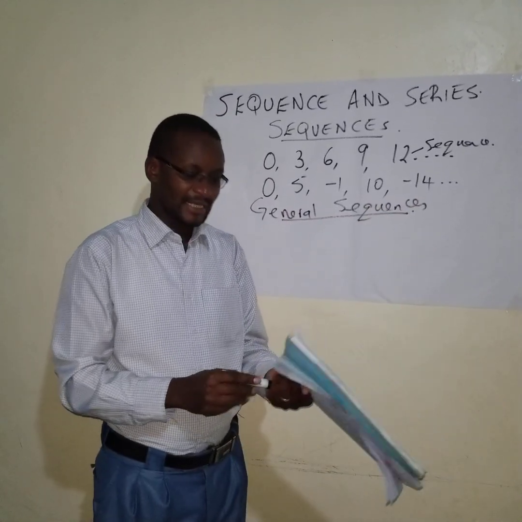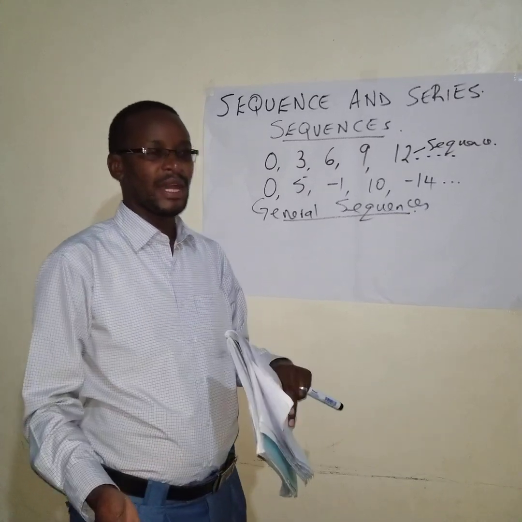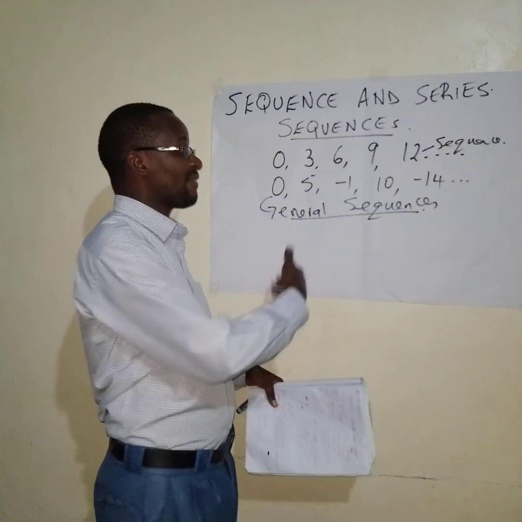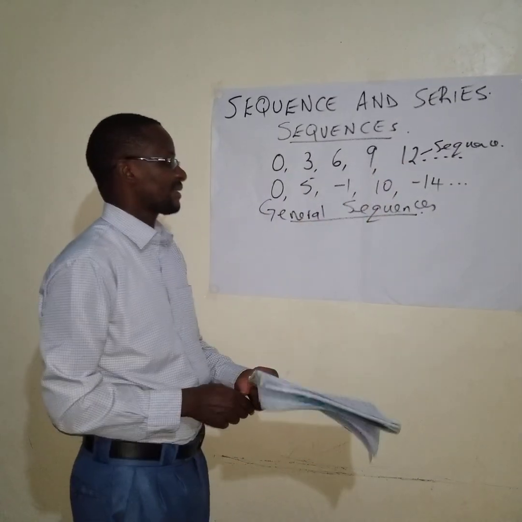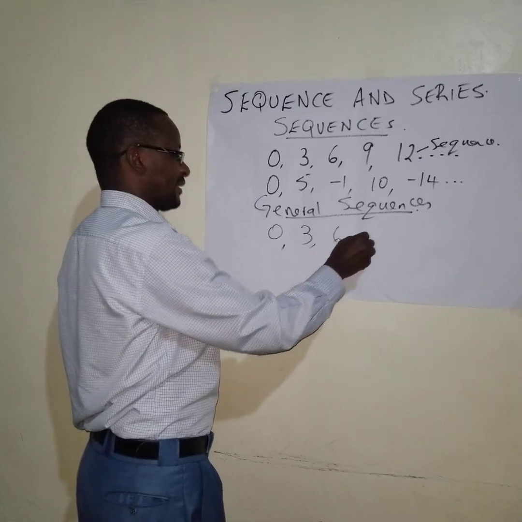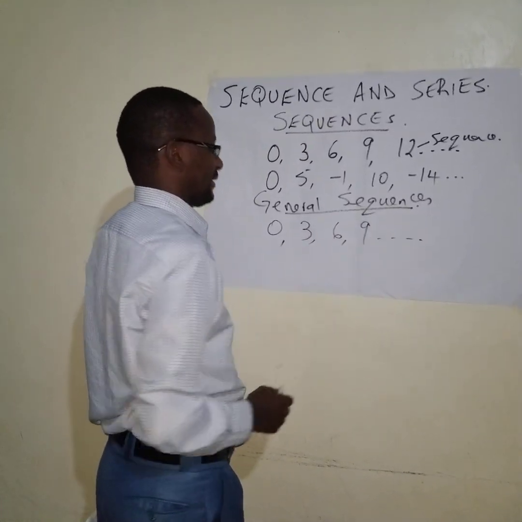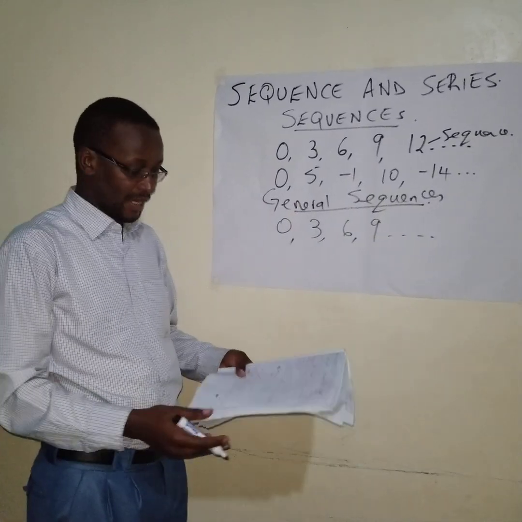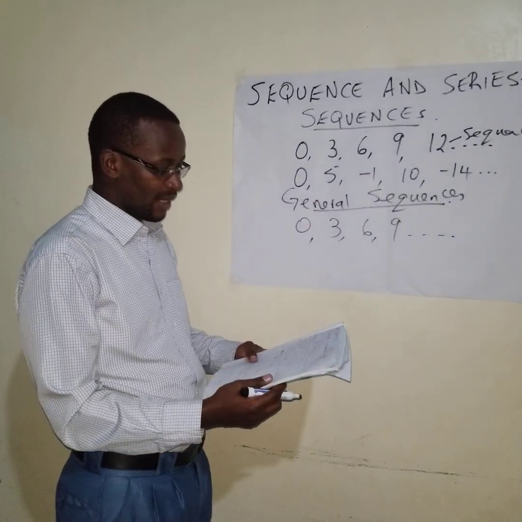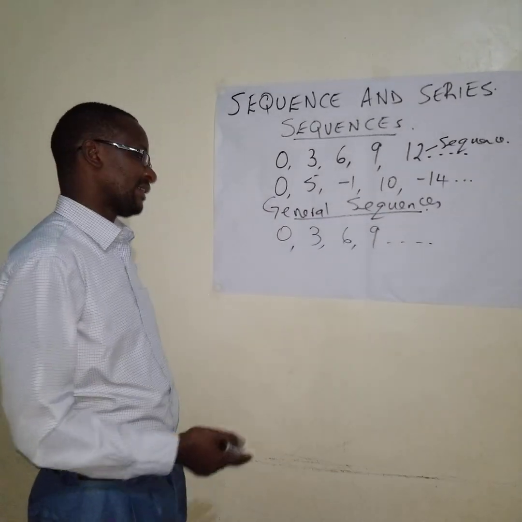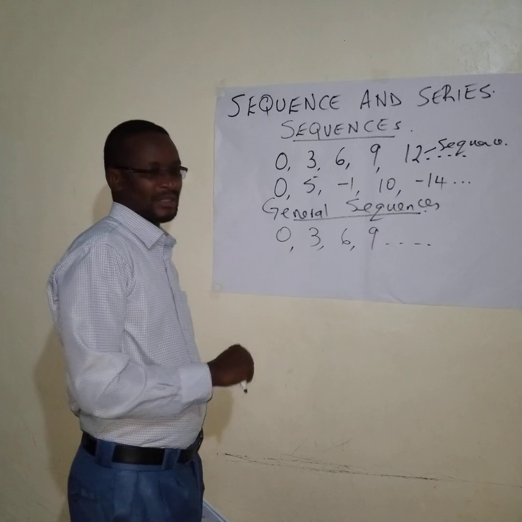The aim of looking at general sequences is to see whether we can come up with a rule. If you're given numbers like 0, 3, 6, 9, like that, now, you know the next one will be 12 because you're going to add 3. And the next one will be 15 because you're going to add 3. For now, we can call this one a general sequence.